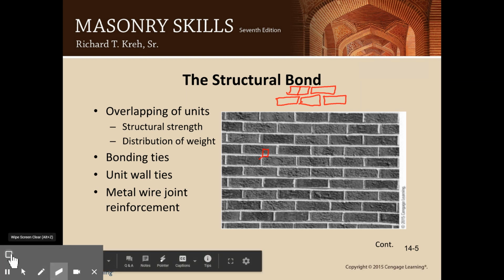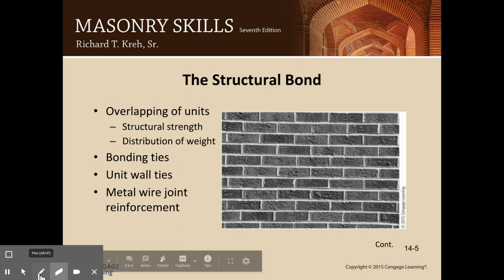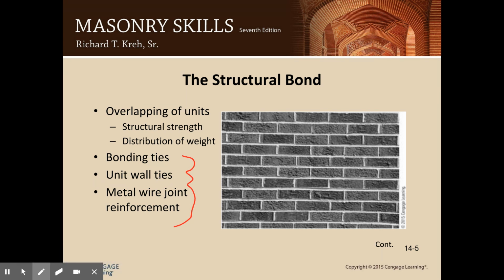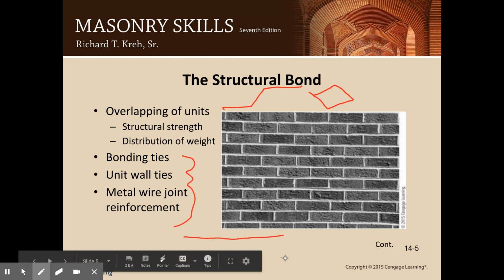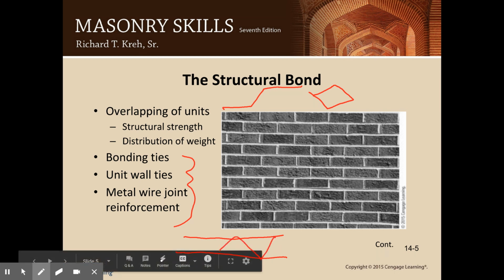When you are laying your brick in your mortar joints, you can use these. These are all different types of ties that you have. The bonding ties, you will lay those in between courses. You can have a Z tie, it looks like that. You can have a rectangular one, looks like that. You can also have one that's referred to as a truss tie, and they look kind of like this.